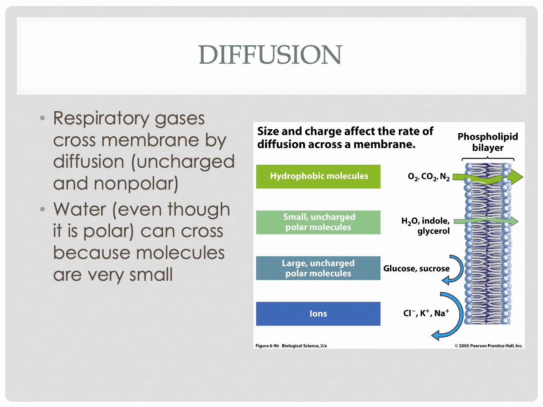Respiratory gases can cross the membrane by diffusion. Uncharged and nonpolar particles can cross the membrane by diffusion. Water is polar, but it is able to cross the membrane because it's such a small molecule. So now we're going to take a look at how large polar molecules are able to cross the membrane.